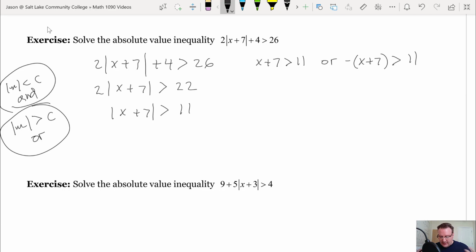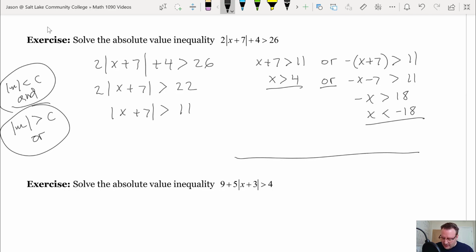And now I solve these inequalities as I normally would. Subtract 7 from both sides here, and I end up with x is greater than 4, or negative x minus 7 is greater than 11. Negative x is greater than, let's see, add 7 to both sides, I'm going to get 18. So x is, now I have to flip the sign, x is less than negative 18. Okay. So either x is greater than 4 or x is less than negative 18. Okay, let's look at this graphically.